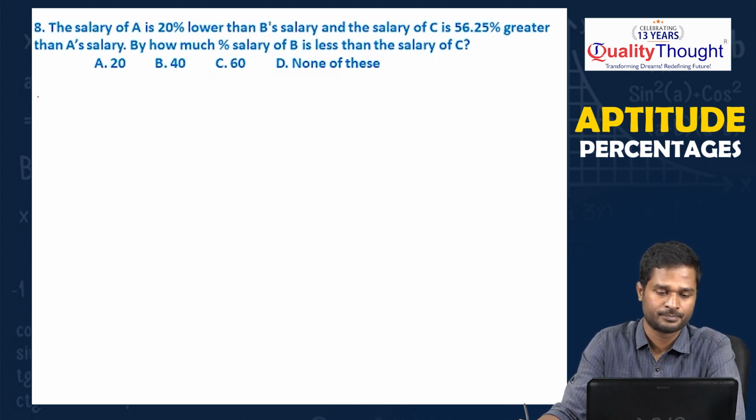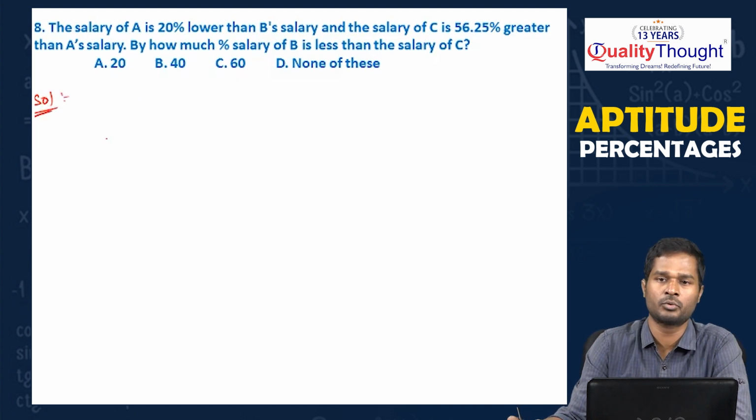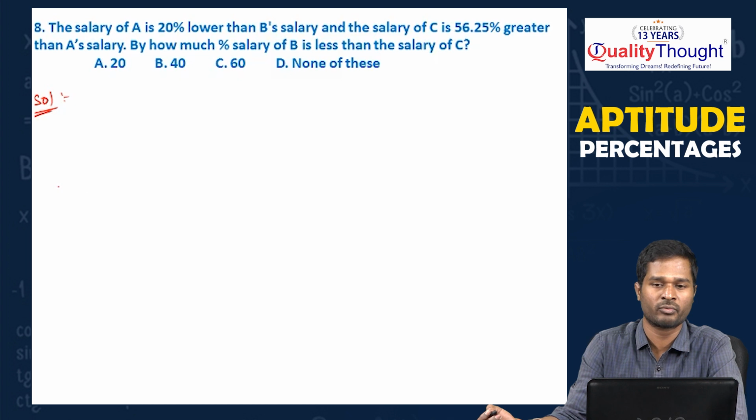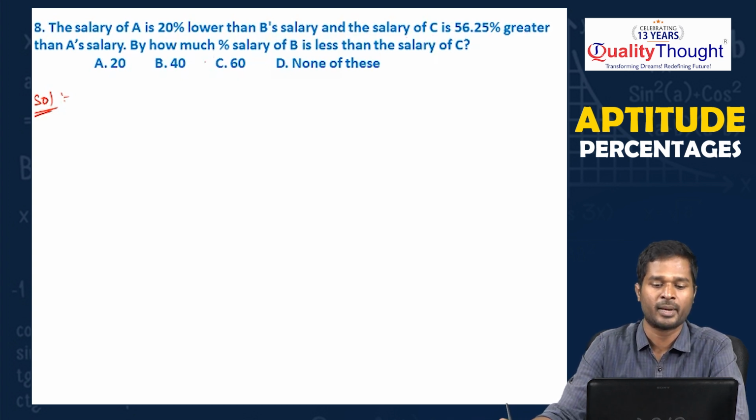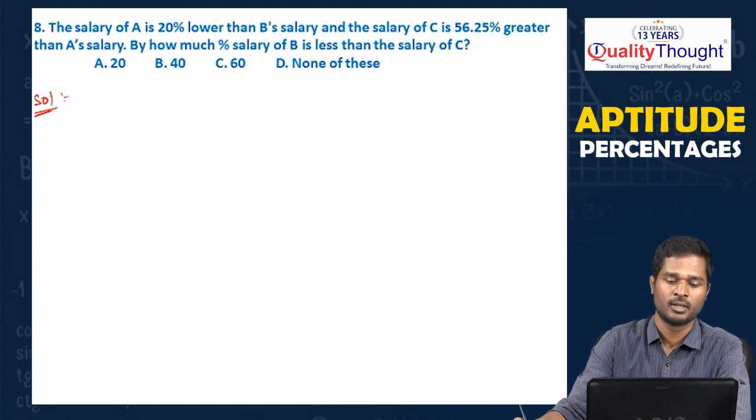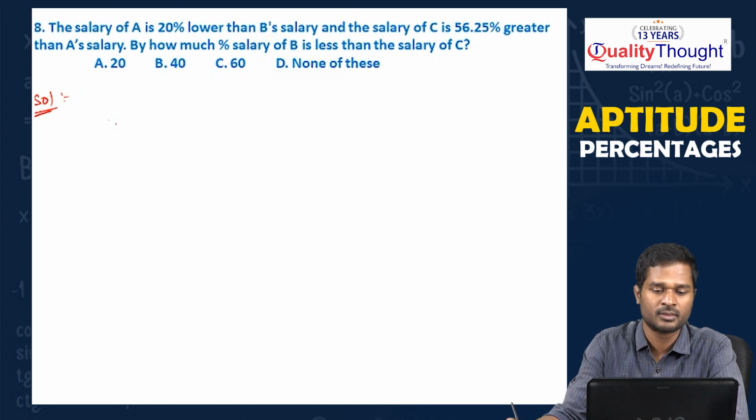Question number 8. So see, we learnt how to calculate the more values, if A is x percentage more than B, or B is x percentage more than P, some kind of things. So we have learnt how to do that. Now this question is like that. See, the question is saying the salary of A is 20 percentage lower than B's salary, and the salary of C is 56.25 percentage greater than A's salary. By how much percentage is the salary of B less than the salary of C? That is what he said. Now he is comparing 3 people's salary.